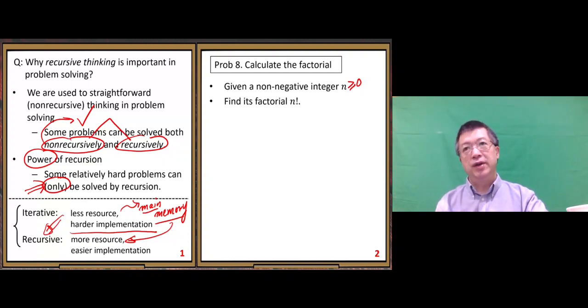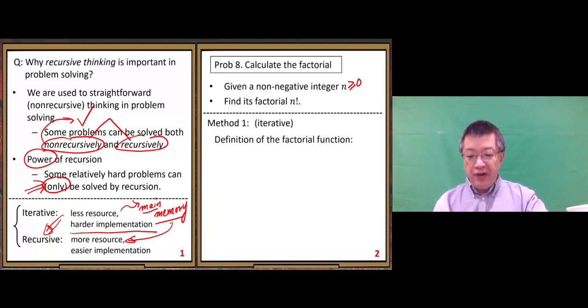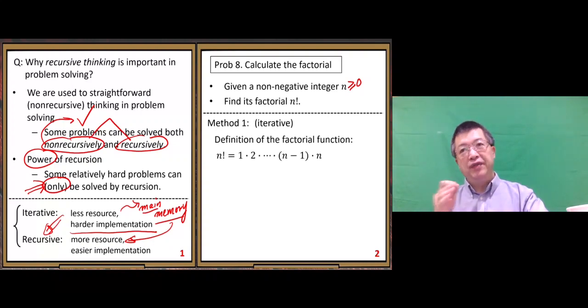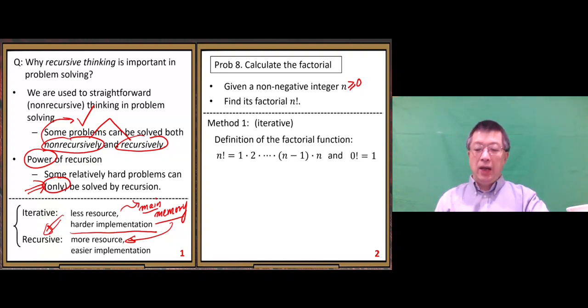Very famous, very important. Our first method is non-recursive, iterative, because we're familiar with this method. Definition: the factorial we define in this way, the product of the consecutive integers from 1 through n. And we assume 0 factorial equals 1.